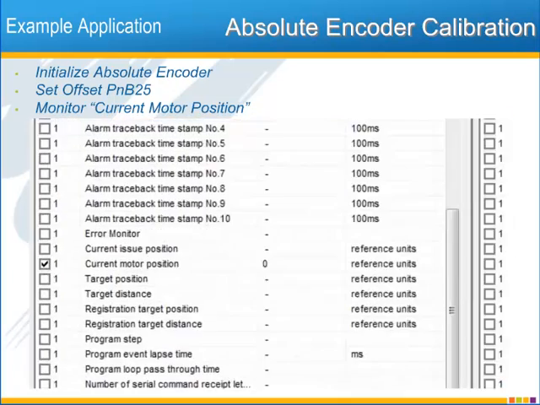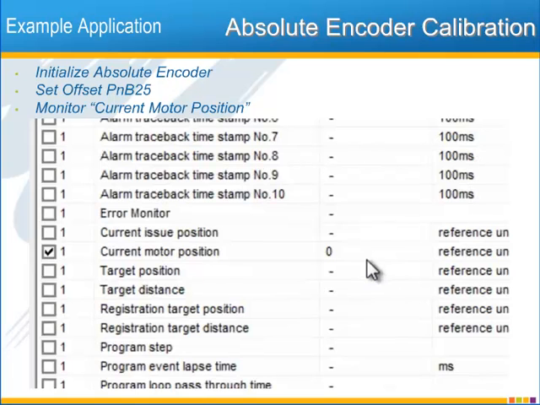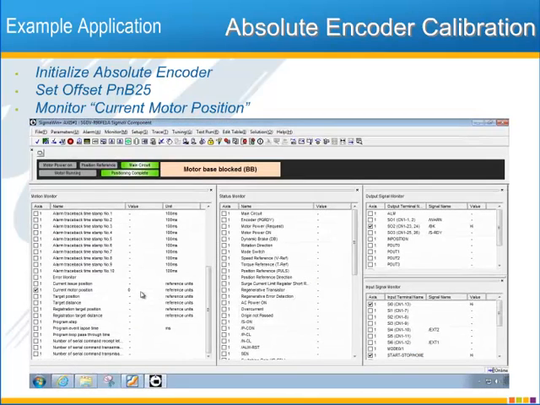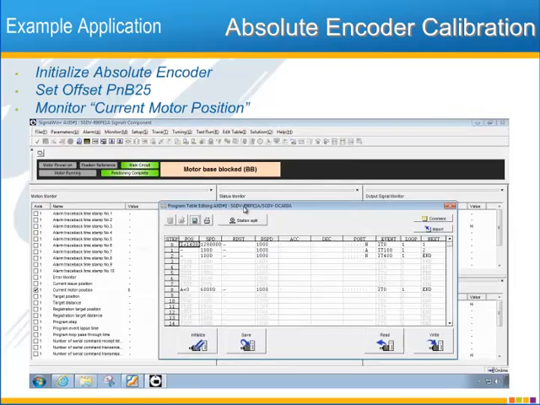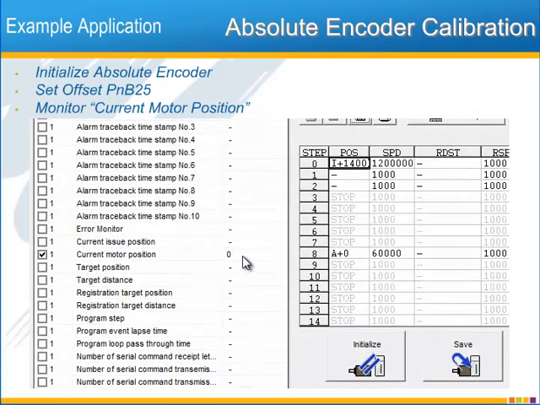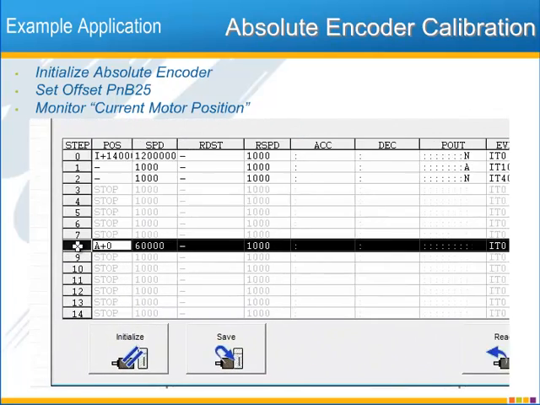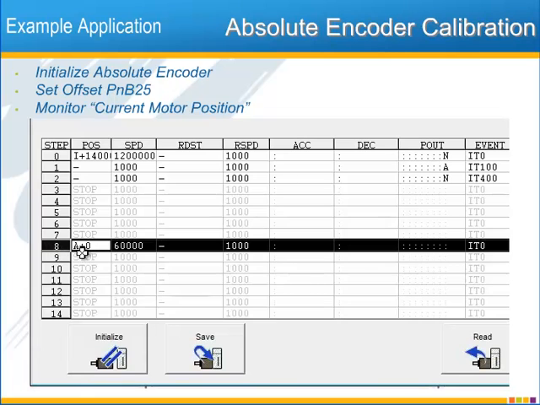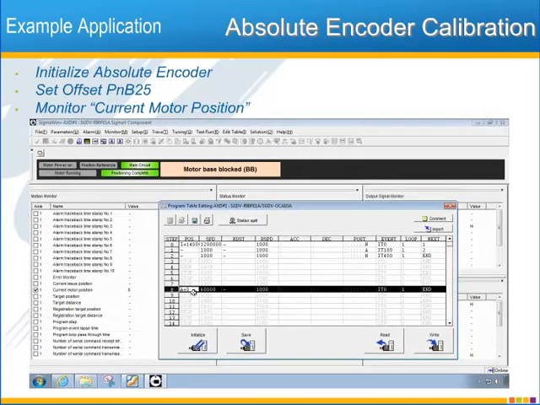And now I am at position 0 on the axis. My motor current position is reading 0. Then just as a reminder, in the program table, if I ever need to come back to this position, which is now position 0, I would simply in the PLC execute program step 8 to go to position 0. And that is how you calibrate the absolute encoder for position 0.